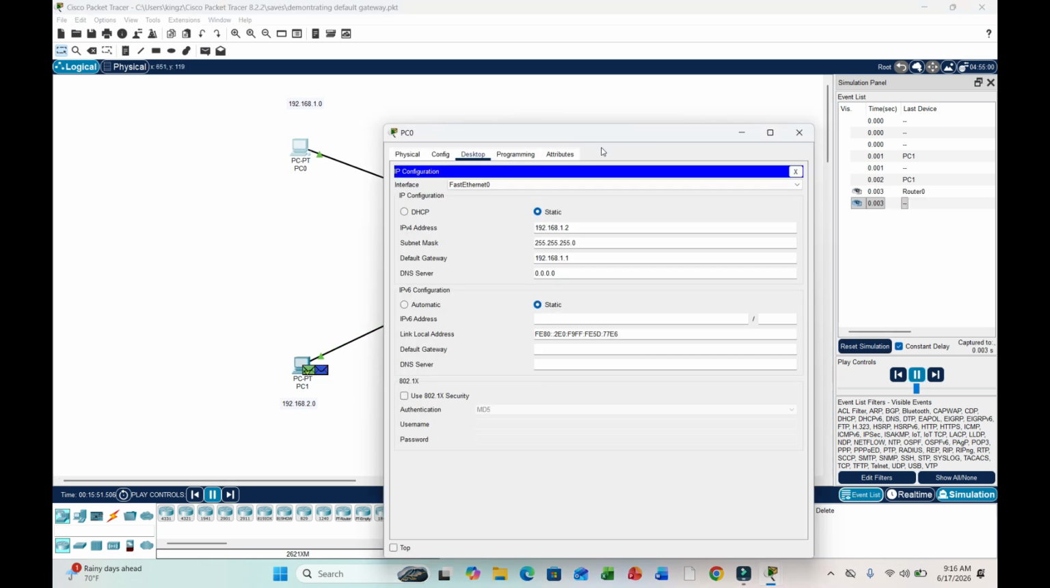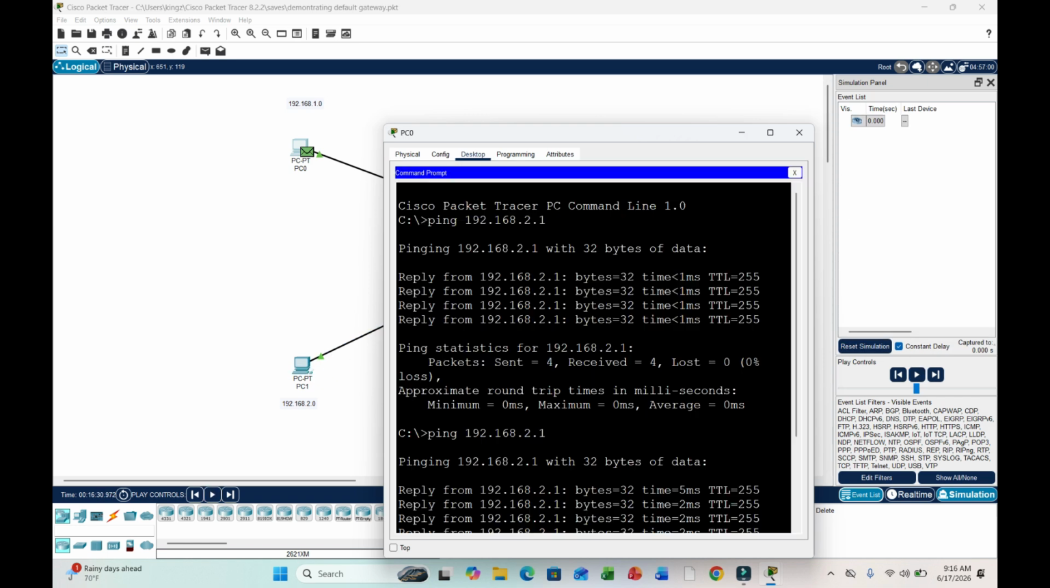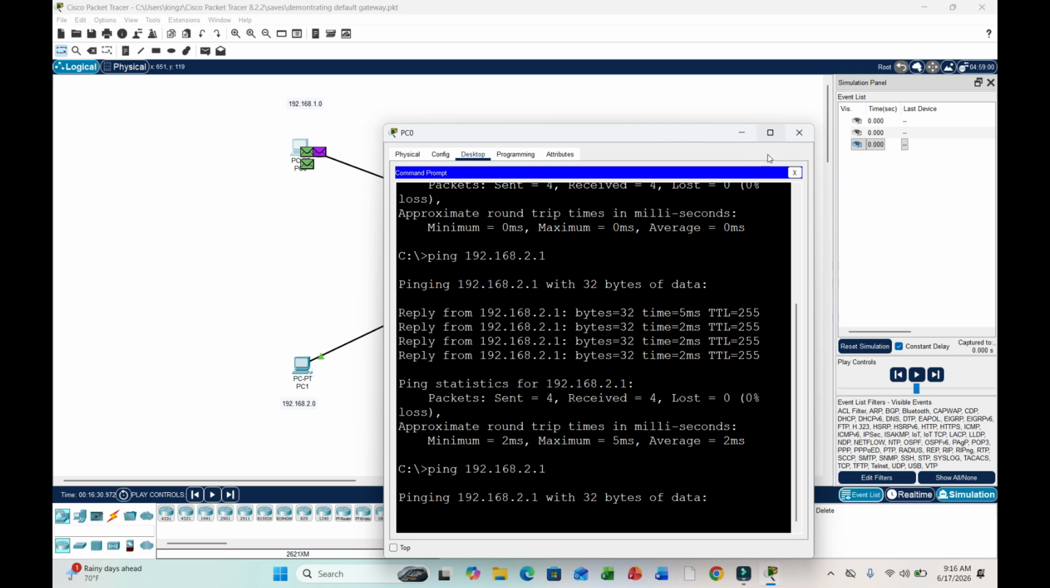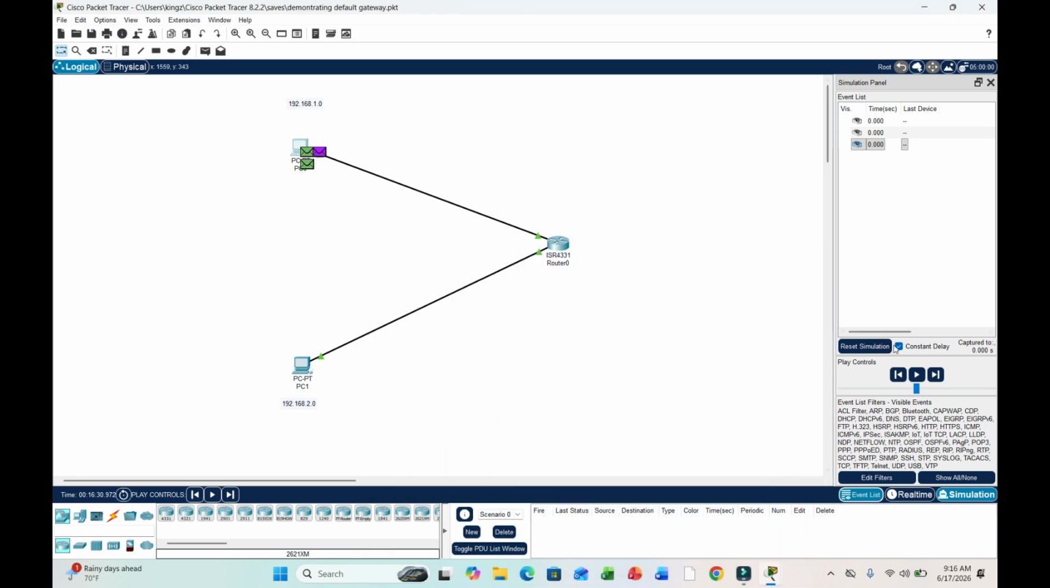Do the same thing with PC0. Yes, PC0 is sending out data or packets to our router, which is our default gateway.